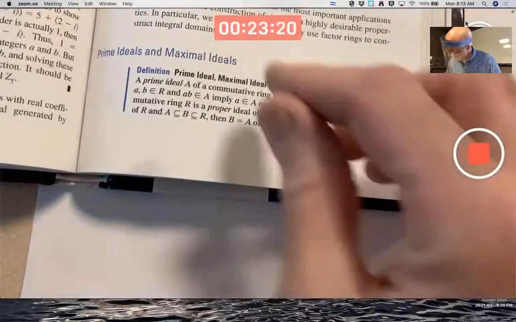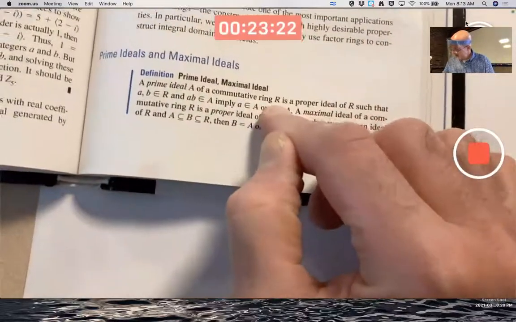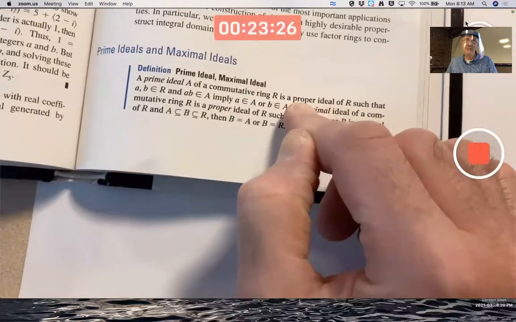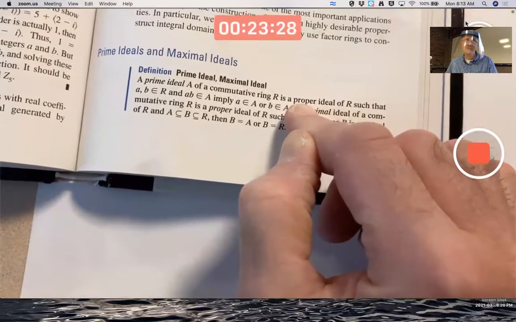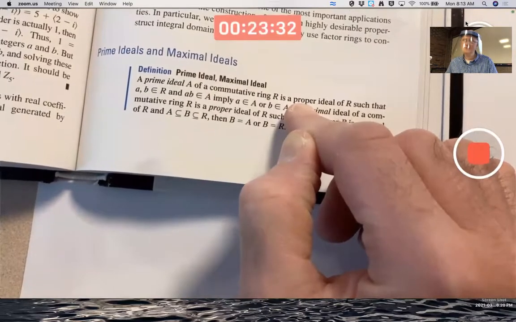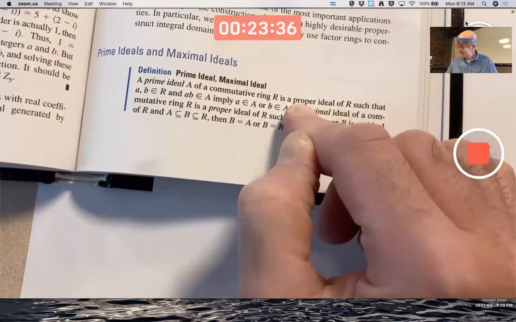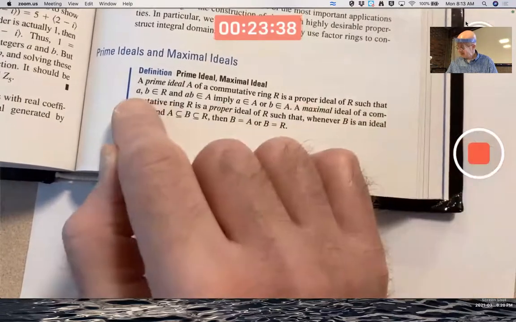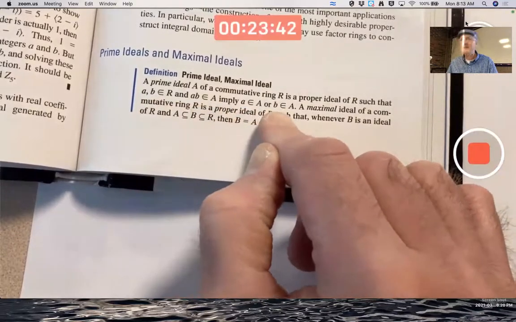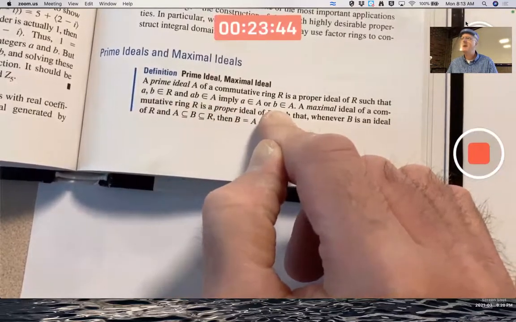So a prime ideal A in a commutative ring R is a proper ideal. So that rules out the entire ring. The entire ring is an ideal in itself, but we're talking about proper ideals here. So that if a and b are in R and ab is in A, that implies either a is in A or b is in A.